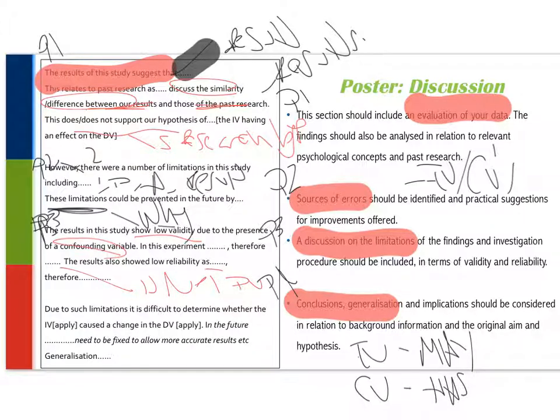Okay, so you're saying low validity because there's a CV. The CV was this. It means the IV did not affect the DV. And that's as simple as you need to say. You don't need to go into any more detail than that.